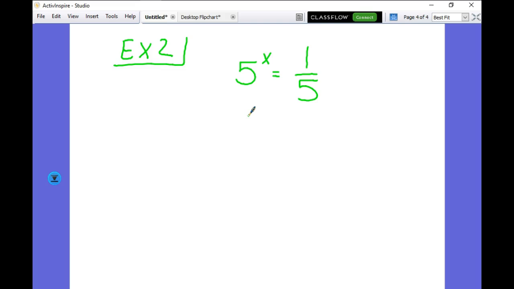What were you going to say? Negative. Yeah. So what we can do, the bases don't match. They look like they do a little bit, right? Because this is a 5 and this is a 5, but this base is actually a 1/5. But we can change that into a power of 5 to the -1. So the answer in this case would be -1.